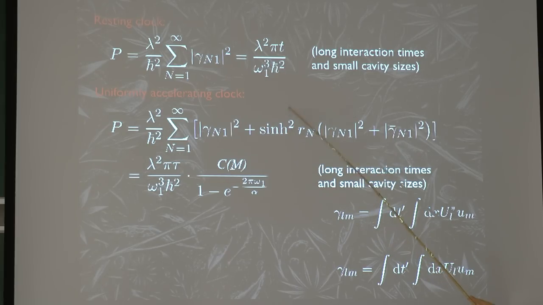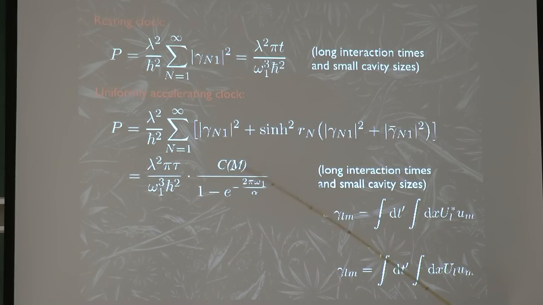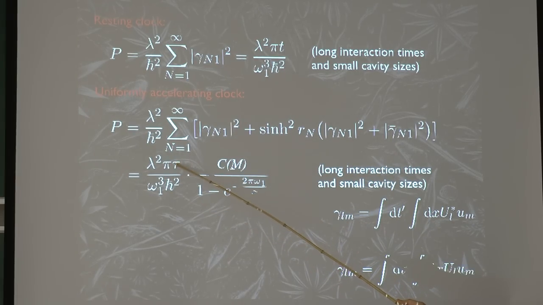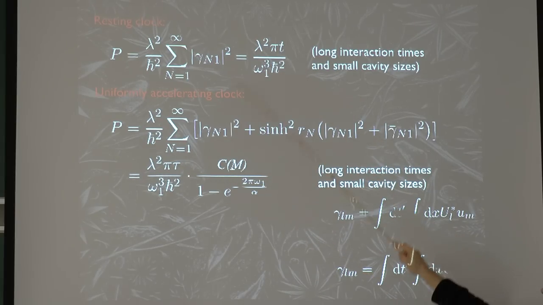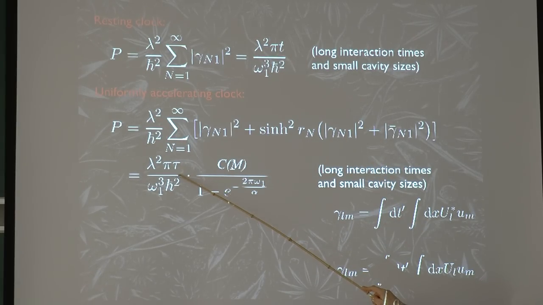And when you have the accelerated case, you also have linear dependence on the proper time, but with a different proportionality constant that depends on acceleration. Alpha is proper acceleration. And you can't get rid of it. For small accelerations, this term is negligible, and you approximately have the same thing here and here. Just replacing t with proper time is good enough.